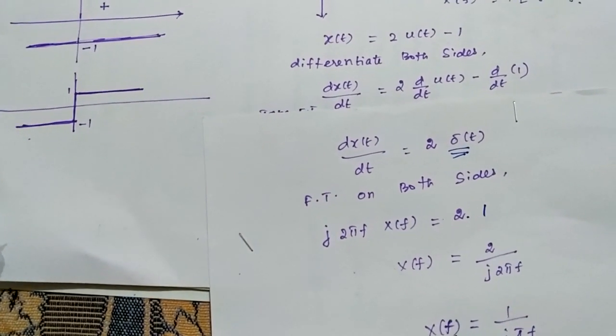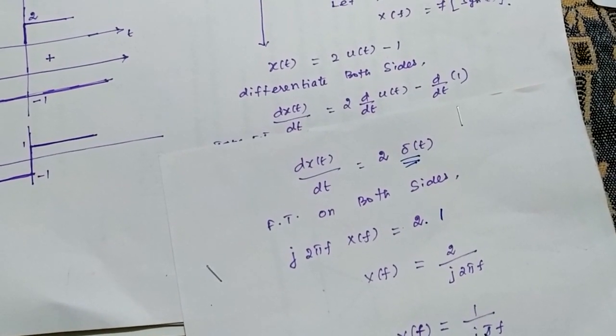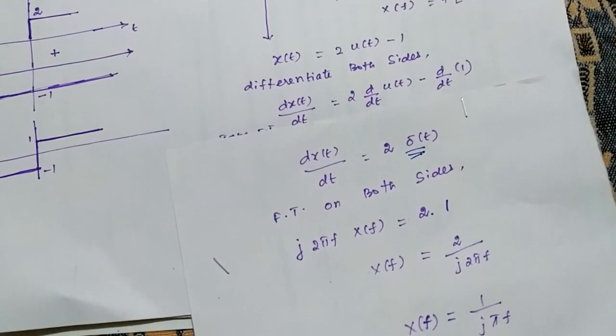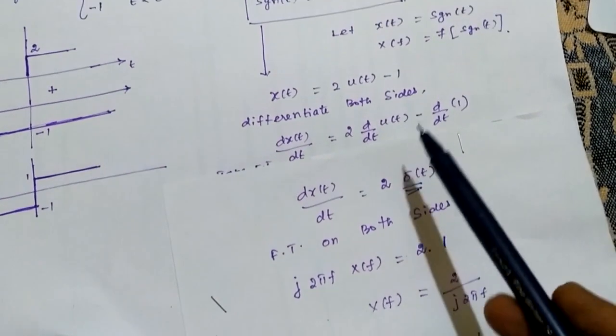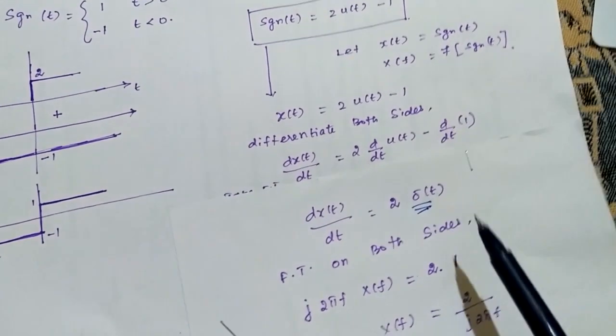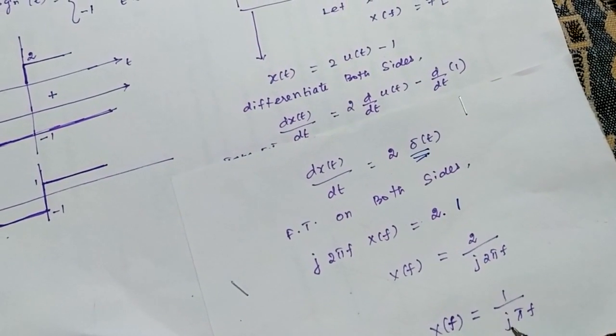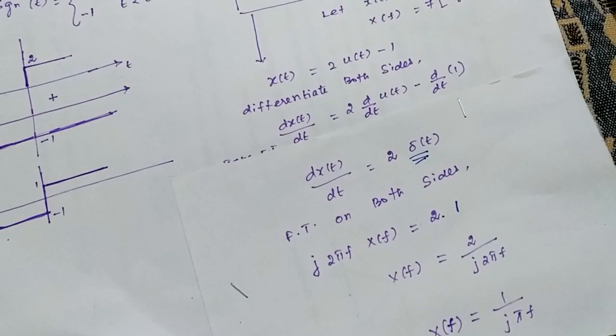So X of f is equal to 1 divided by j pi f. This X of f is nothing but the Fourier transform of the signum function. Therefore, the Fourier transform of the signum function is equal to 1 divided by j pi f.